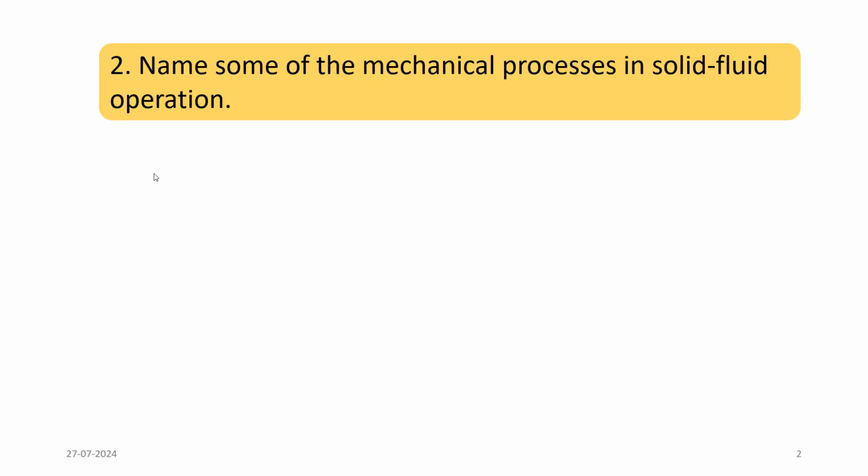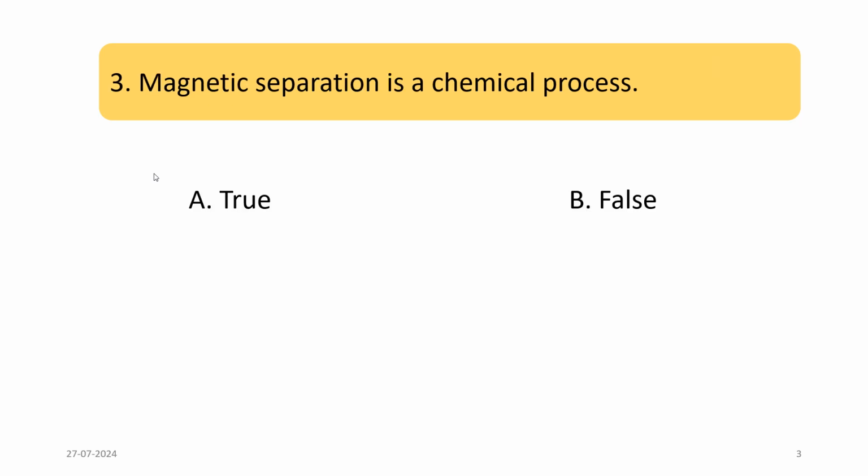Next question, name some of the mechanical processes in solid fluid operations. Mechanical operations are the transport of slurry, solid transport, crushing, grinding, mixing, fluidizations, condensations, filtrations, and yes, these processes are mainly mechanical operation processes. Okay. So these are the mechanical processes. Next comes magnetic separation is a chemical process. Is it true or false?